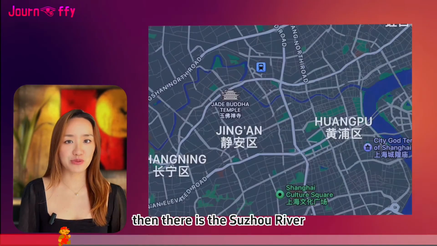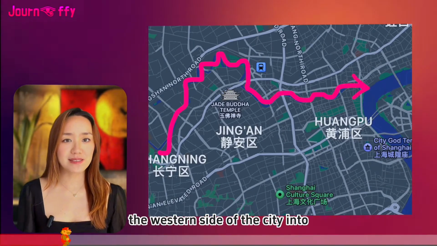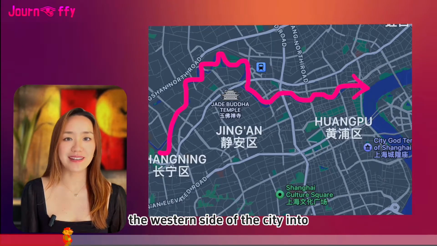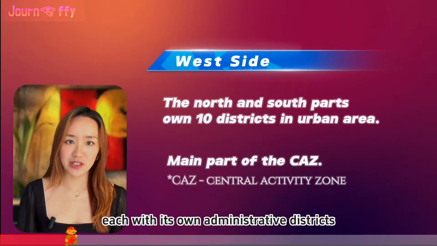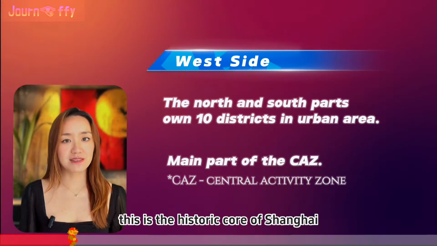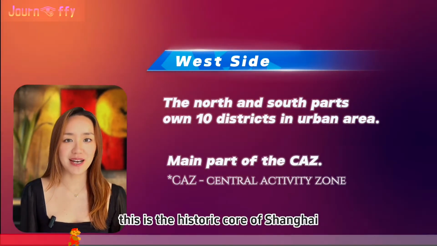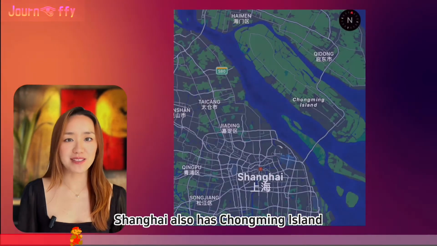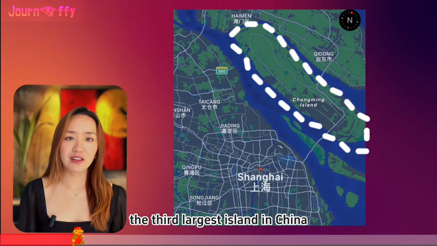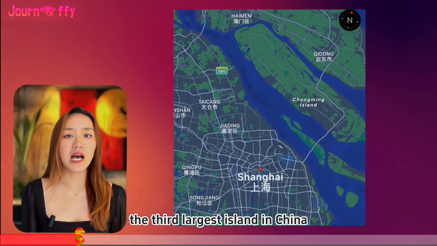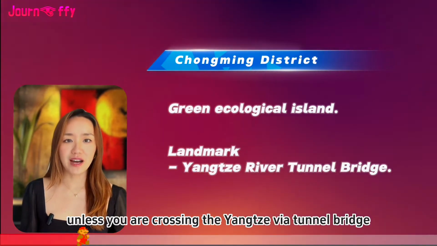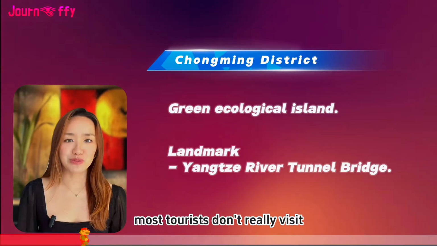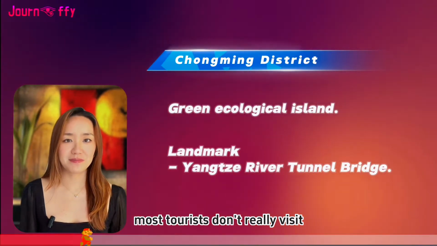Then there is the Suzhou River, which splits the western side of the city into northern and southern parts, each with its own administrative districts. This is the historic core of Shanghai. Shanghai also has Chongming Island, the third largest island in China, mostly agriculture. Unless you are crossing the Yangtze via Tunnel Bridge, most tourists don't really visit.